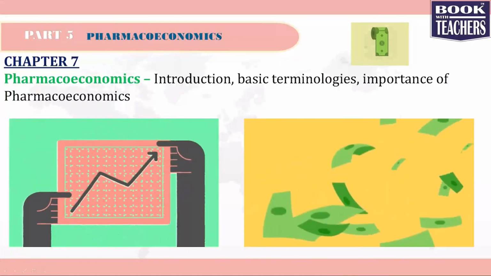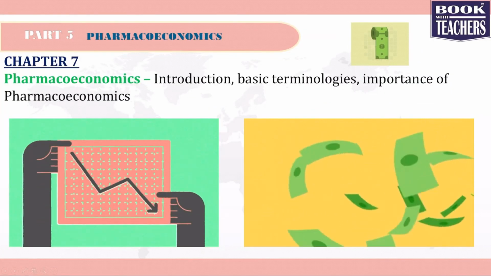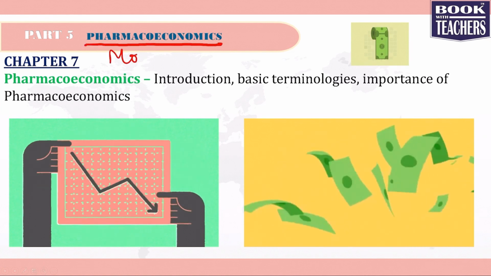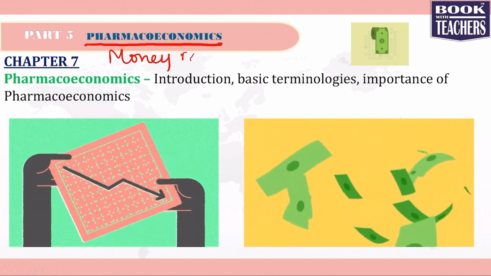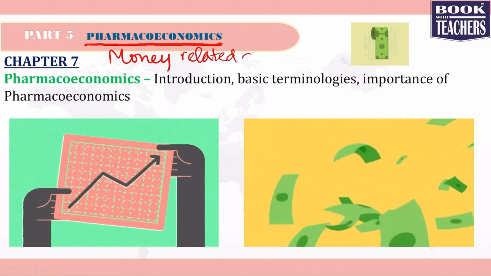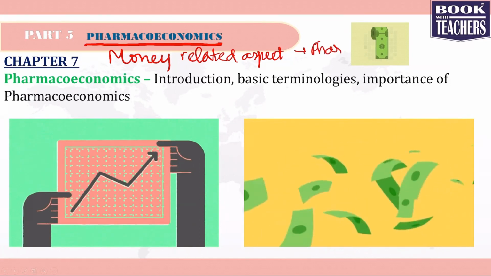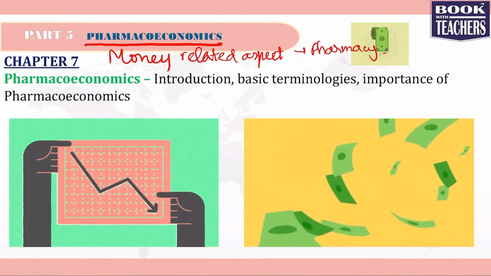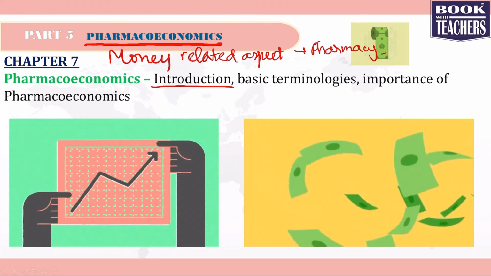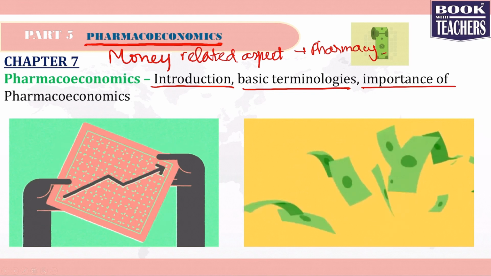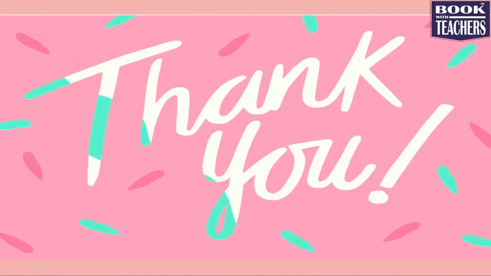Finally, in part 5, we'll be learning about pharmacoeconomics. That means all the money related aspect of pharmacy. So here we'll be learning the introduction to pharmacoeconomics, the basic terminologies, and the importance of pharmacoeconomics. With this, we have finished our syllabus introduction of social pharmacy.